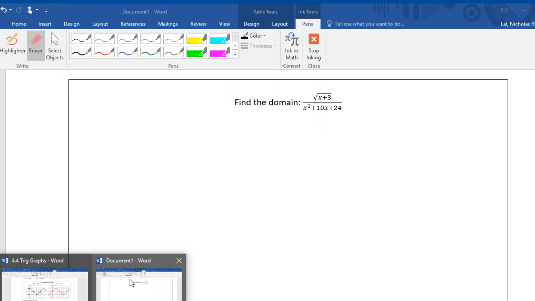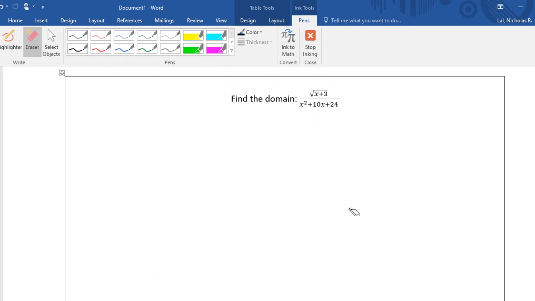So let's go to the first problem. So let's make the transition. Let us go to the first problem. Oh, I'm sorry. This is frozen. Let me unfreeze it. Okay.